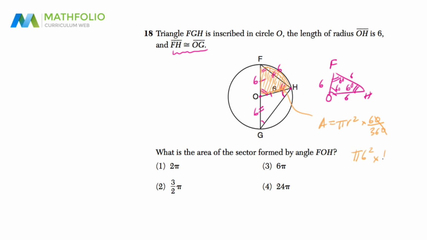But that goes even a little further to 1 over 6. So we end up with pi times 36 times 1 over 6. 1 over 6 times 36 is 6, so the answer is 6 pi. And that's our answer.